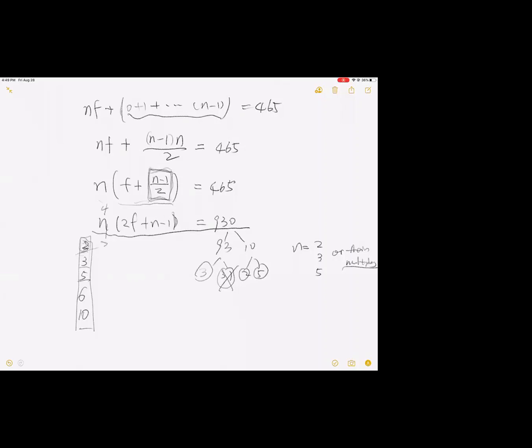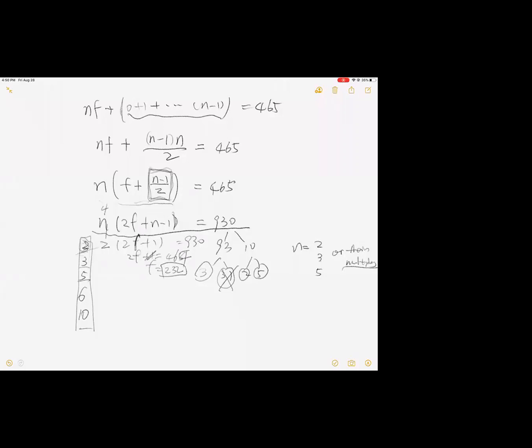2? 2 works? 2 times (2f plus 1) is 930. So then 2f plus 1 equals 465. Then 2f is 464, then f is 232. Too big. If you get 232 in 30 seconds on a double under, that's a world record. So then how do you try them?